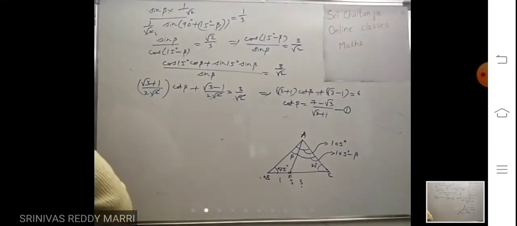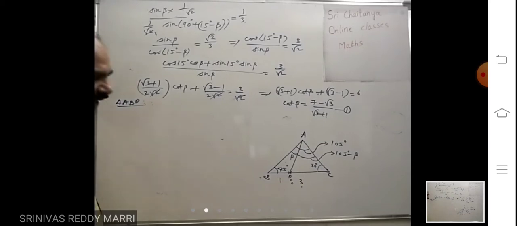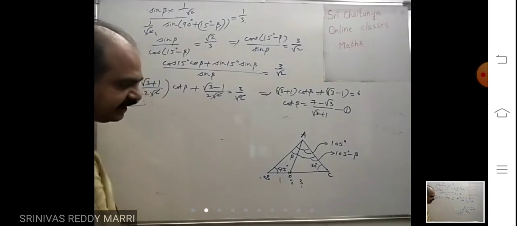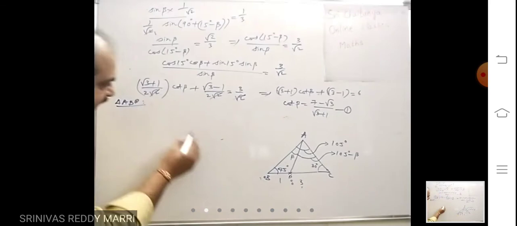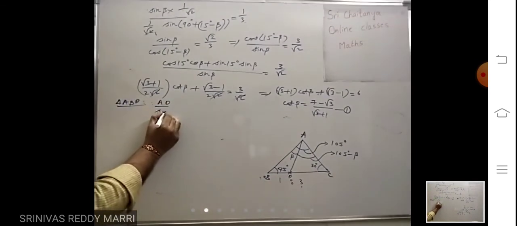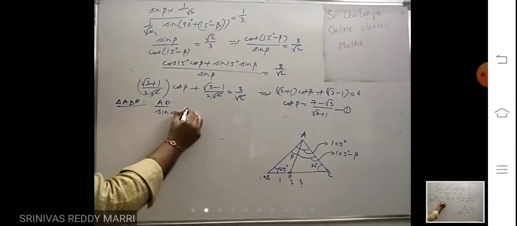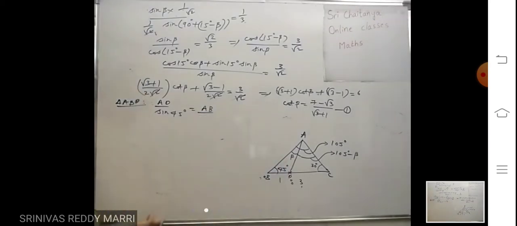Look at triangle ABD, all of you observe carefully. A little bit lengthy one, but important logic is involved. In triangle ABD, I am applying the sine rule: AD divided by sine 45 equals AB divided by sine of the angle. I want AB by AC, that's why AB divided by.